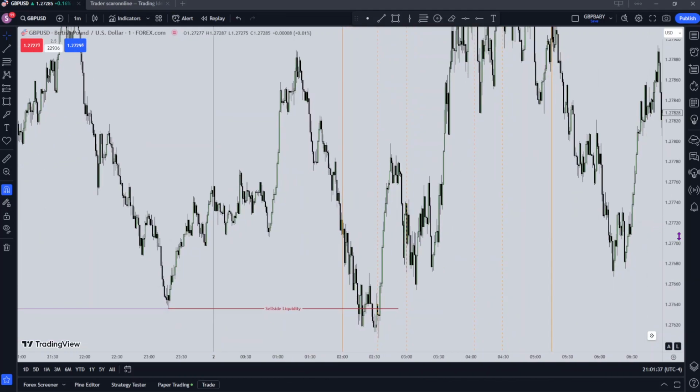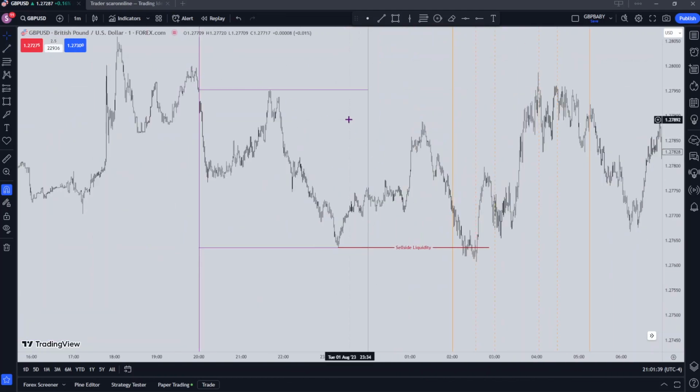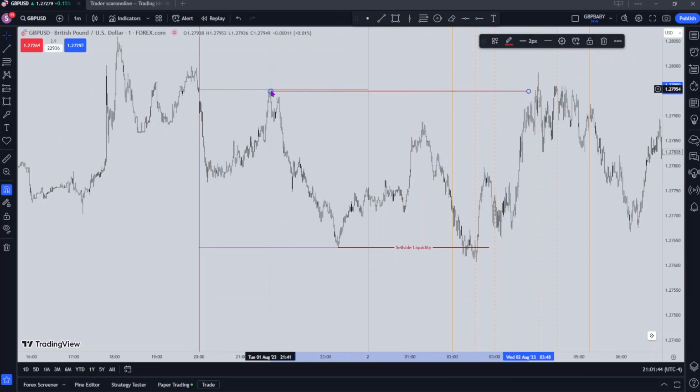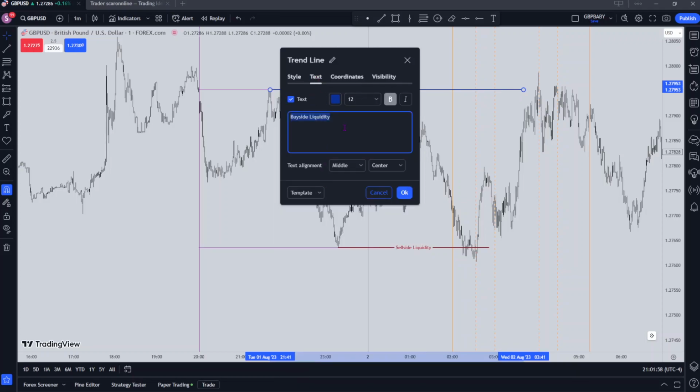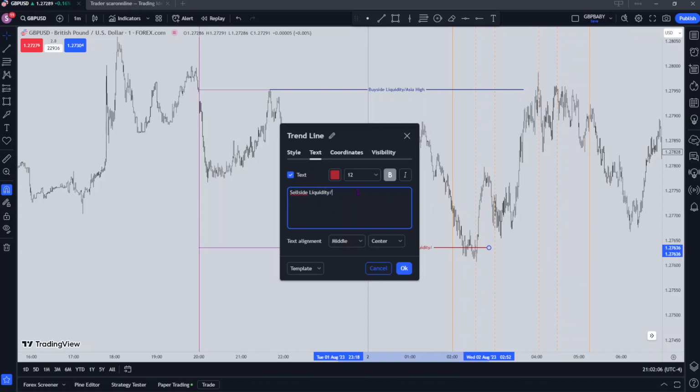And then we can anticipate us running for the buy side of the Asian range, which is exactly what happens. We run up and take out Asia's high. What is this? This is buy side liquidity, and we can put that center, and we can also put Asia high, and we can put Asia low.